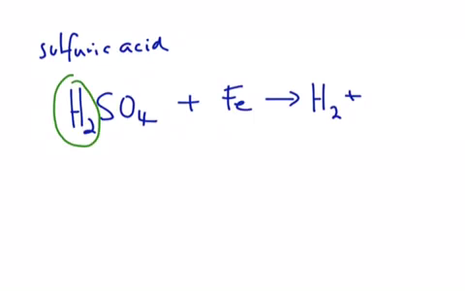So again, if you think about what's going on, the hydrogen out of the sulfuric acid turns into a gas. That leaves you with what's called a sulfate group, SO4, and the iron. So the salt that's being made is iron sulfate, FeSO4. So this is another example of an acid and metal reaction.